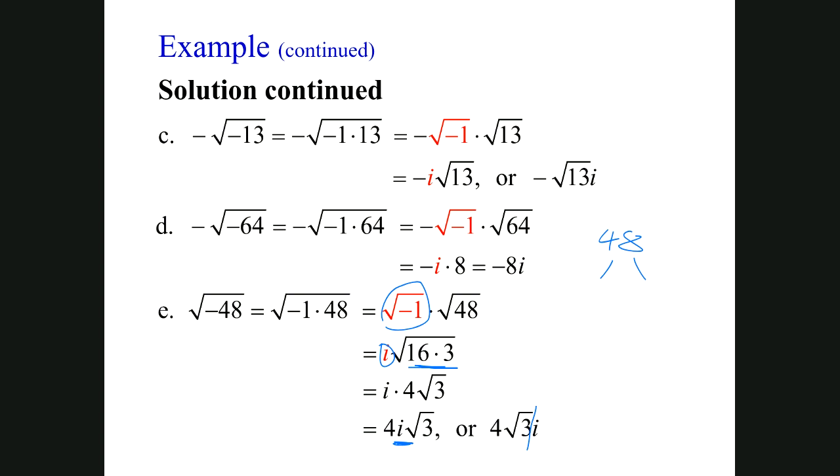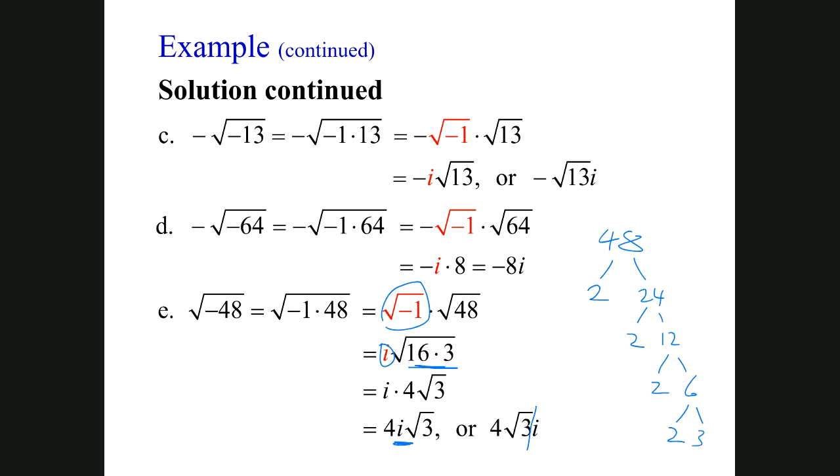But if you do not know this is 16 times 3, what can you do? You can see this is an even number, right? Even number, you can always divide it by 2. So I'm going to break it down by 2. 48 divided by 2, I got 24, right? And then divided by 2 again, I got 12, okay? And then divided by 2 again, I got 6. And then divided by 2 again, I got 2 and 3.